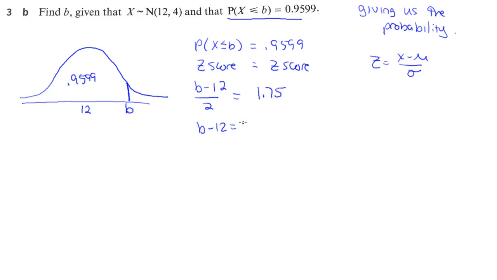And see, now all I've got to do is get b by itself by multiplying both sides by 2 and then adding 12, and I'm going to find out that b is equal to 15.5. All right, that's all there is to that one. Let's go on.